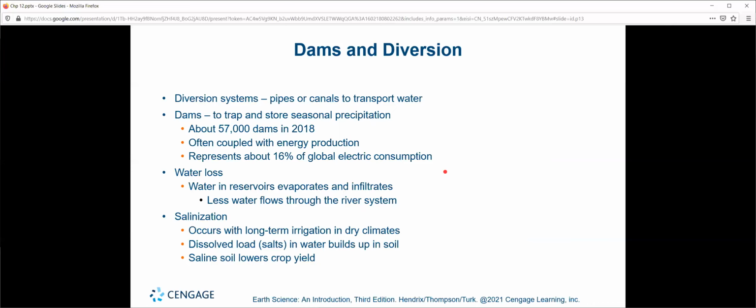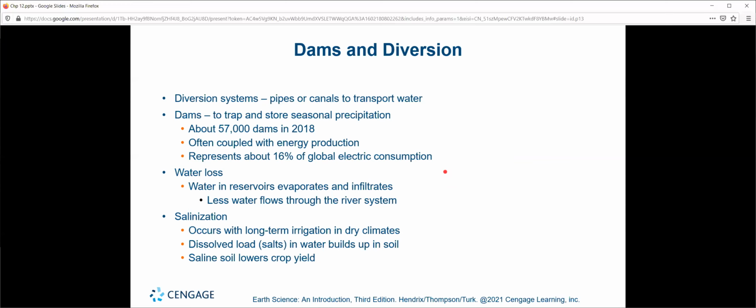Another thing we can do with water is we can dam it. This is trapping and storing seasonal precipitation. This could be in the form usually of building a dam on a river to turn the section into a lake to control the flow of that river. We talked about river flow and river speed earlier. There were about 57,000 dams in use in 2018, all varying shapes and sizes. We're not talking beaver dams here. We're talking industrial-sized dams. Not all of them necessarily for hydroelectric use.